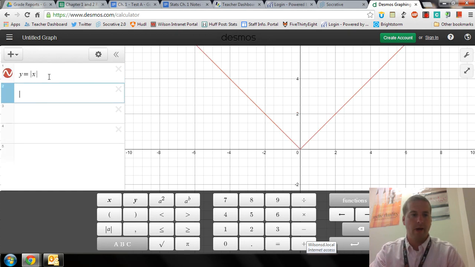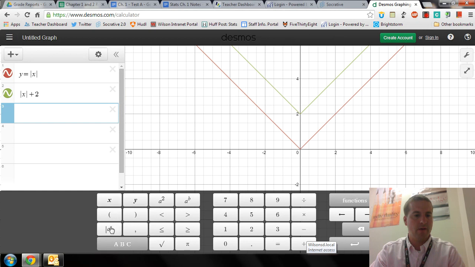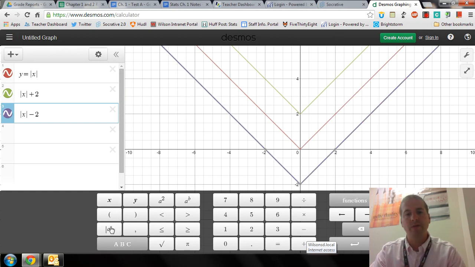I'm just going to leave that as is, but then we're going to put the absolute value of x plus 2 like we just had, so we can have that there. And then let's do the absolute value of x minus 2. Notice how it moves in a negative direction now on the y-axis. So to manipulate the y-axis, it moves in the direction that you would expect, but that addition or subtraction outside of the absolute value is going to move it along the y-axis.